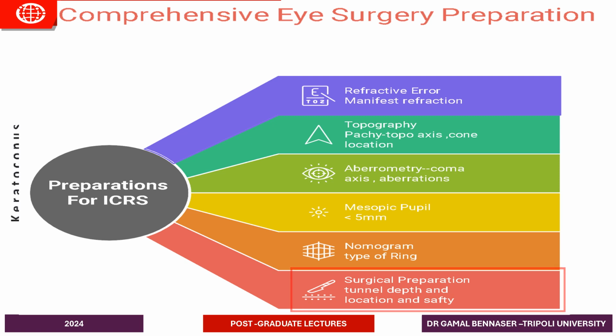Come to the last step in the preoperative evaluation, which is we have to determine the surgical tunnel: the location of the tunnel and the location of the incision, and determine the depth of your tunnel, so that you can plan exactly where you will place your incision and the depth of your tunnel based on the thickness, and whether to do the procedure as a manual technique or using the femtosecond laser.